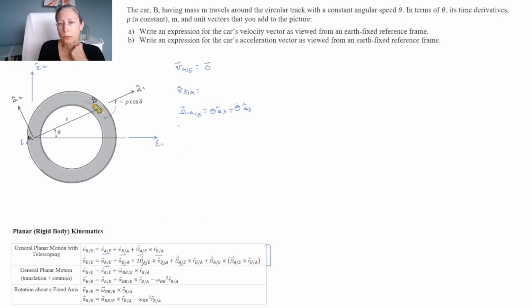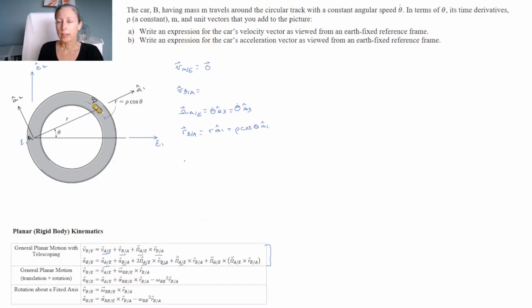All right, so the next term that we're going to need is the position of B with respect to A. Hopefully you can see that this is just going to have magnitude R and direction A1, and A1 is always going to pass through point B. So the position of B with respect to A is always R A1. We know that R is rho, a constant, times cosine theta. So we can write this as rho cosine theta A1.